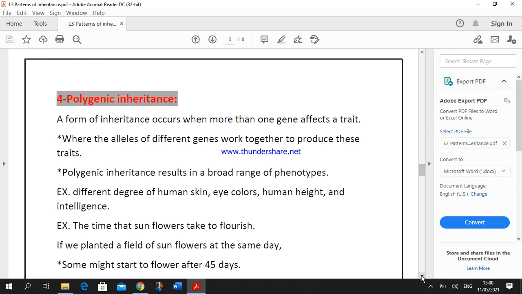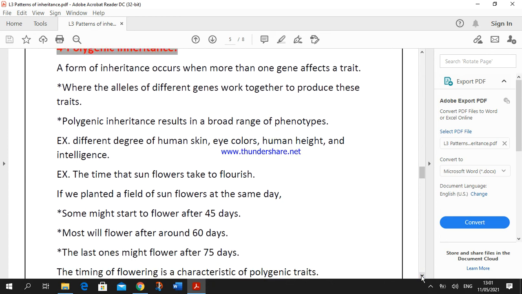The last one, polygenic inheritance. Poly means many. Polygenic inheritance is defined as a form of inheritance when more than one gene affects a trait, where the alleles of different genes work together to produce these traits. Polygenic inheritance results in a broad range of phenotypes. Examples are the different degrees of human skin and eye color, human height, and intelligence.